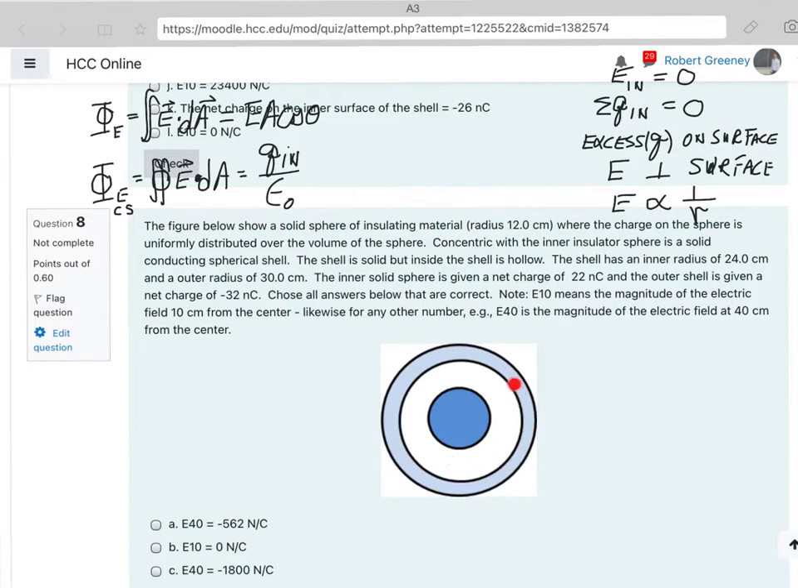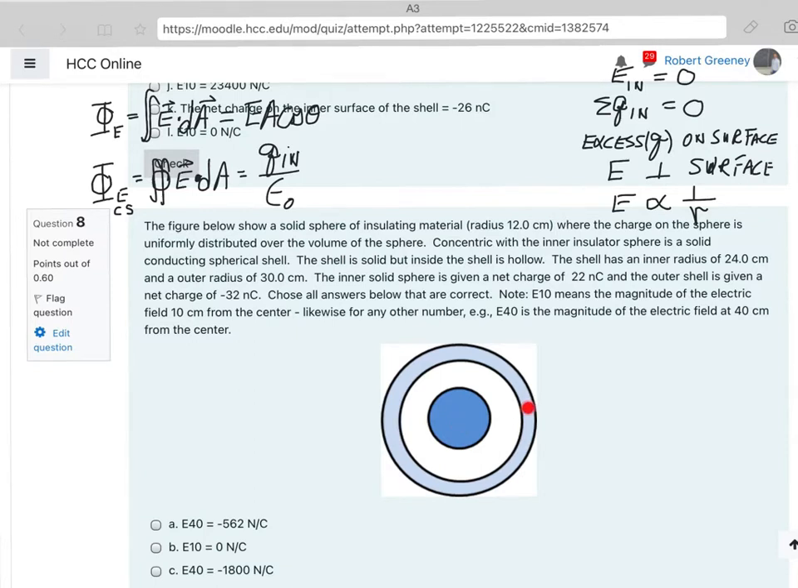So we have 22 here. That's determined by this 22. That means there's 10 left over. And so you have a net charge of negative 10 on the surface. Remember, it has to be on the surface. And so the total charge is negative 32 plus 22, that's a negative 10. That's what we see on the outer surface. And so the field anywhere outside here will behave as if a point charge of negative 10 were at the center.